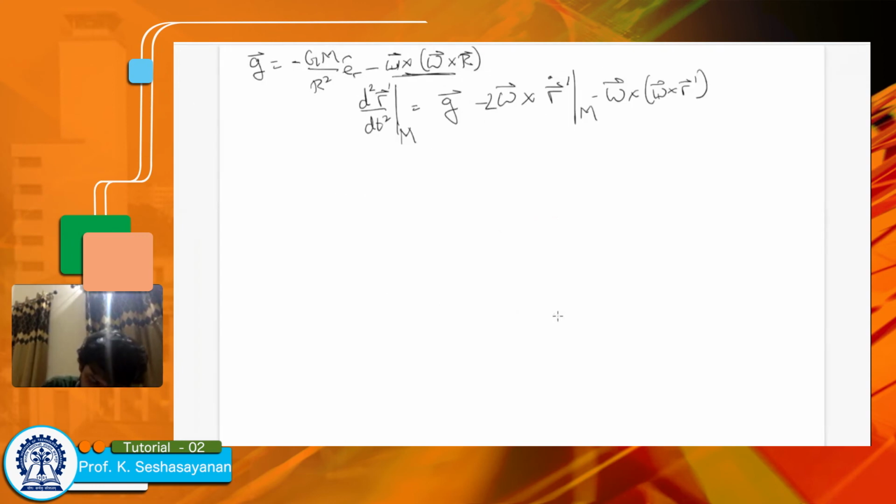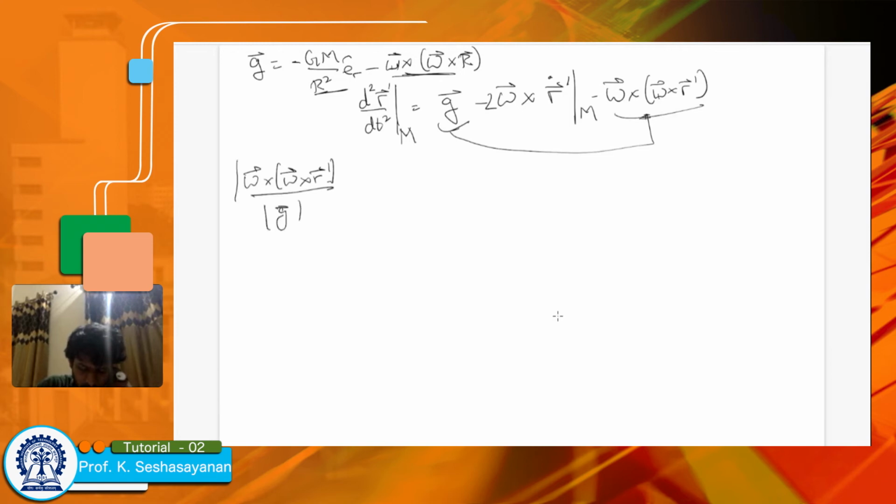And we can make further simplifications. Since this term is much smaller than this term, even for the capital R, which is of the order of 6,400 kilometers, we can say that this term compared to this term is very small. You can again do this exercise, and for an object falling from a few hundred kilometers, we will see that this is of the order of 0.01%. So for all purposes, we can neglect this term. That brings us to the final equation.